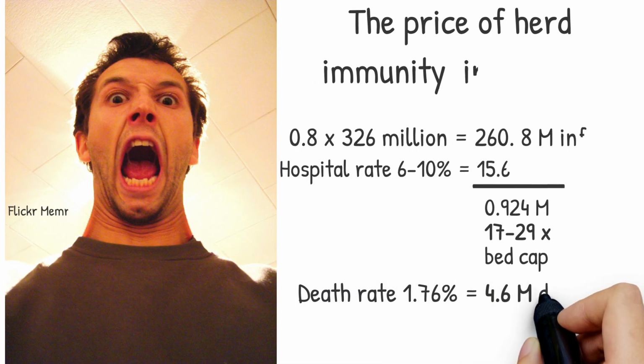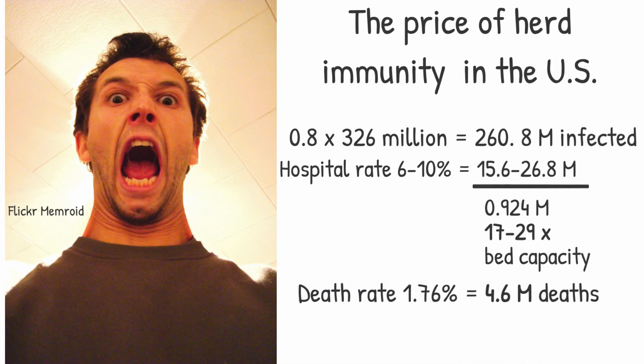Let's look at what would happen in the U.S. if we were to allow 80% of our population to become infected. That would mean 260.8 million people would become infected. The rate of hospitalization in the U.S. is 6 to 10% of cases. That means that 15.6 to 26.8 million would be hospitalized.